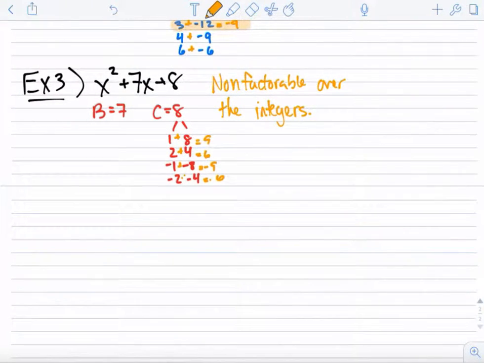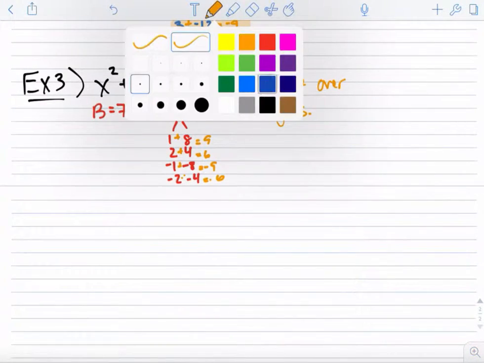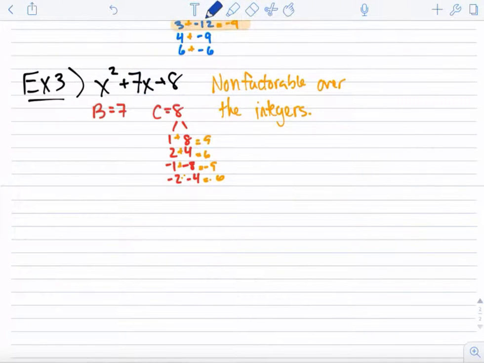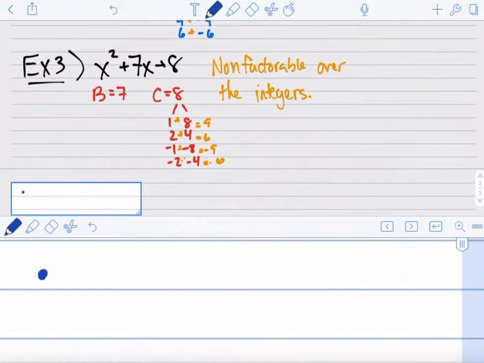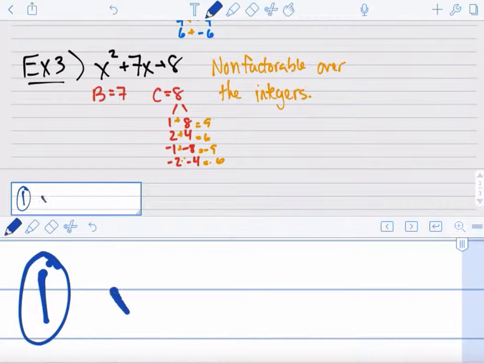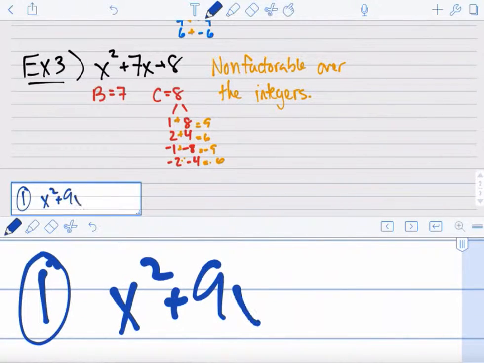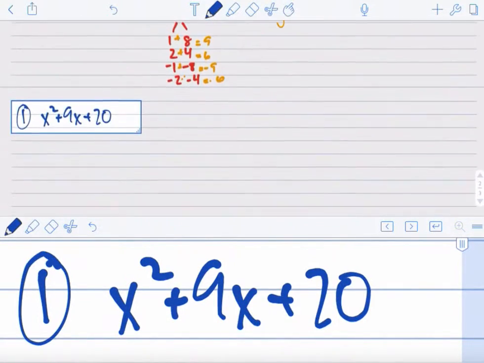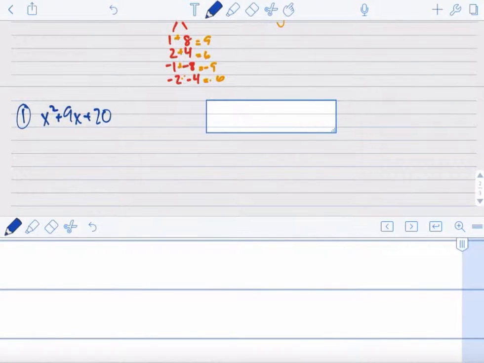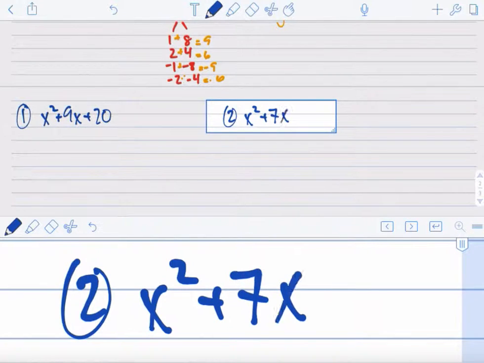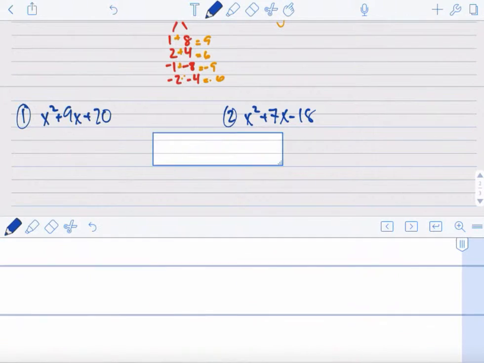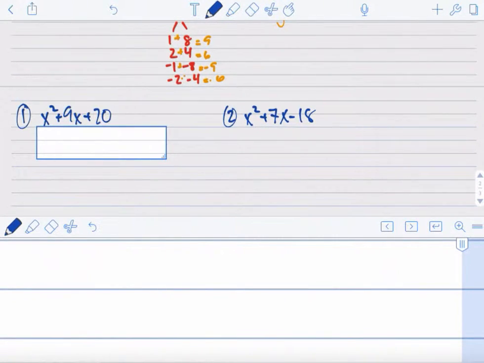All right. So this is normally where I would give you some to try on your own. I'm going to write them down here. You want to factor these. You can pause it, try these problems, and then come back and check to see if you got them right.